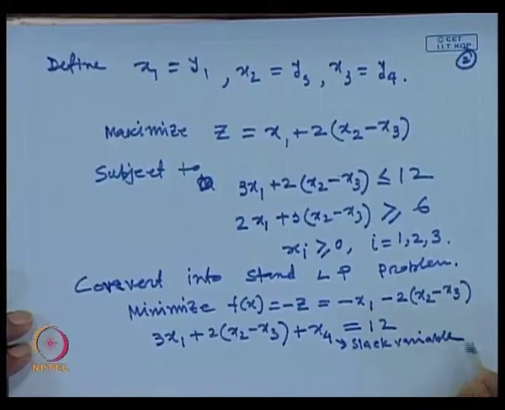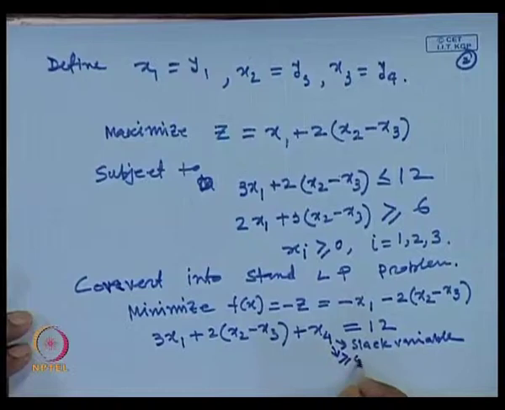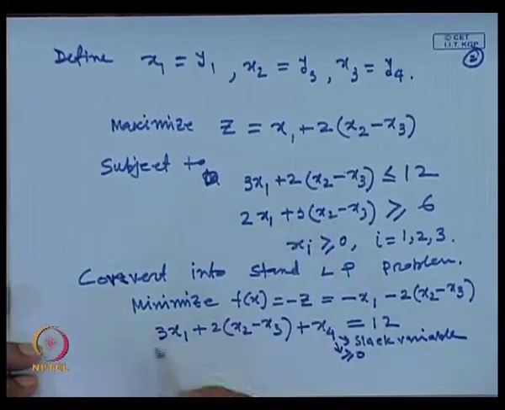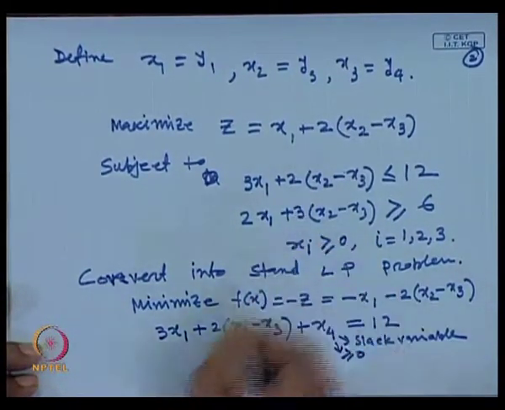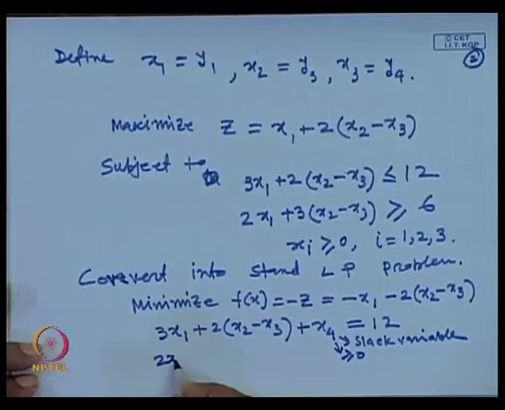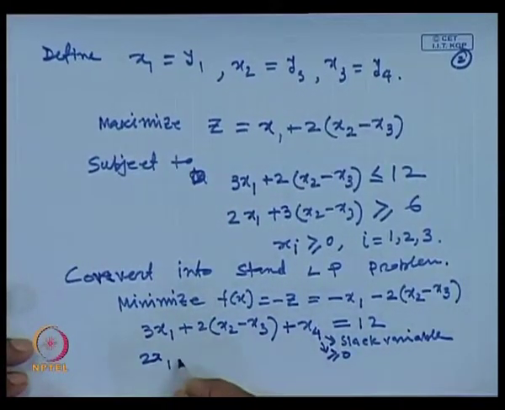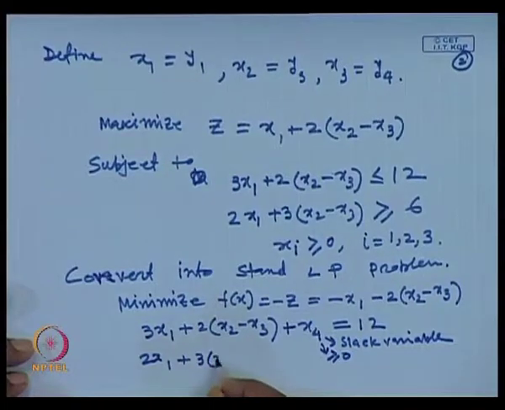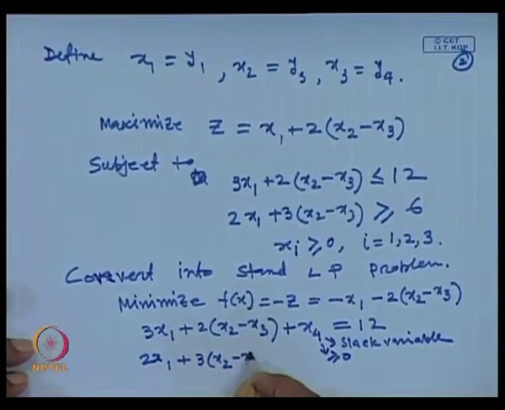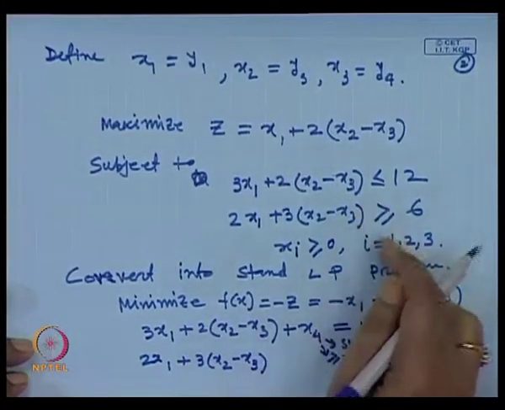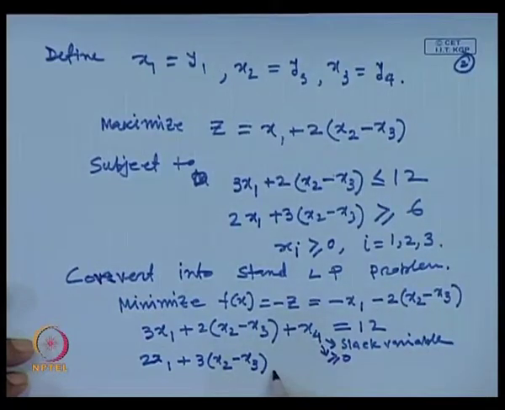The way we do it, we make the standard LP problem by adding slack variables, and the slack variable's value is greater than or equal to 0. And the second equation, you see, 2 x 1 plus 3 x 2 minus x 3 is greater than or equal to something, so you have to subtract some variable x 5.